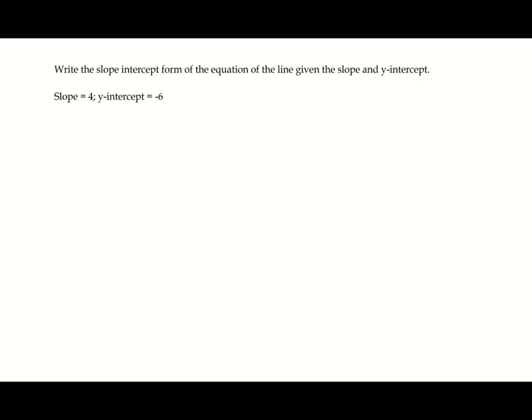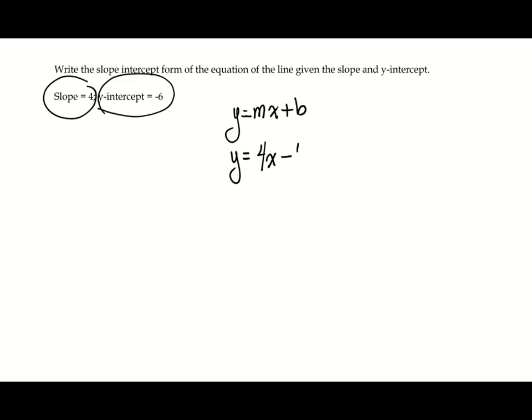So we've got our slope, which is equal to 4. We've got our y-intercept, which is equal to -6. We're being asked to write our equation in slope-intercept form, which is y equals mx plus b. So where it says m, we're going to replace that with our 4. Where it says b, we're going to replace that with our -6.